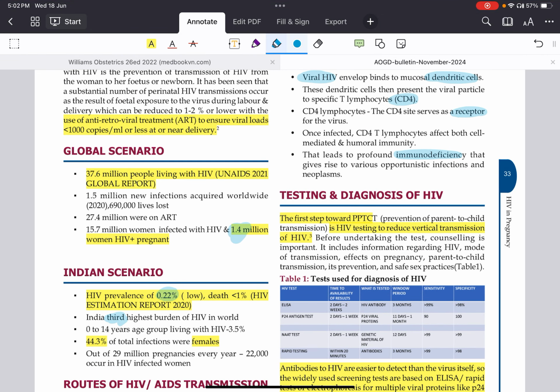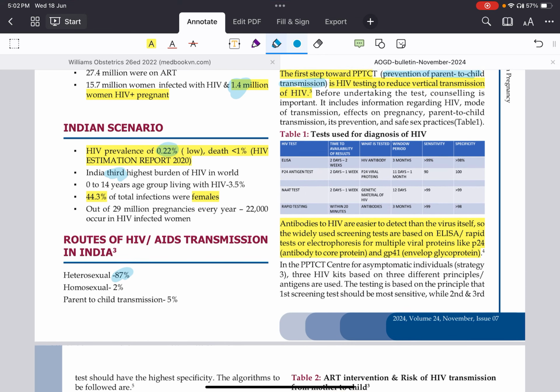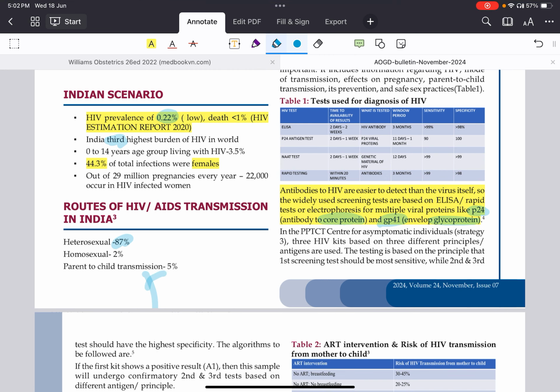So first, what is the testing and diagnosis of HIV? If a female has HIV, the first thing is PPTCT. What is PPTCT? Prevention of parent to child transmission, or prevention of vertical transmission. This is the main thing. Basically, the test which we are doing now is for both P24, that is core protein antibody, and GP41, that is envelope glycoprotein.